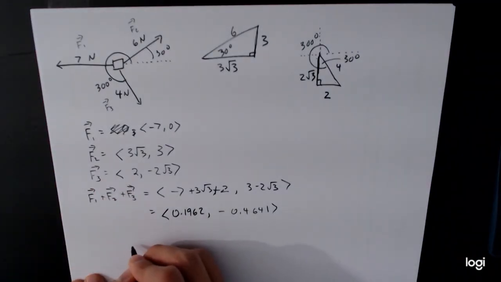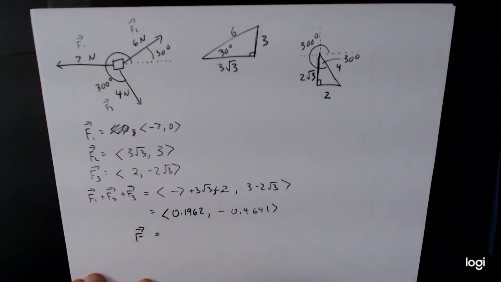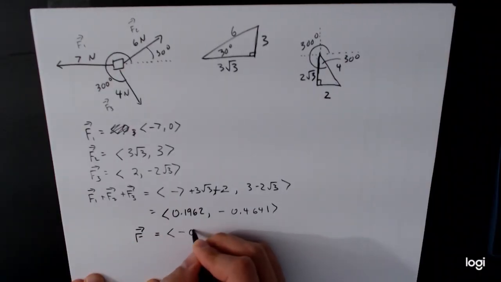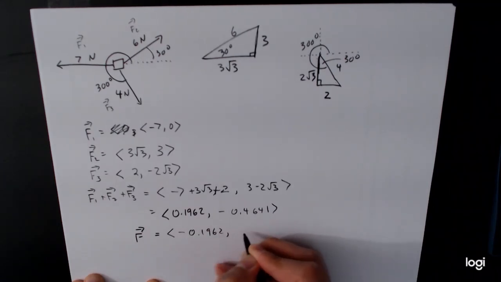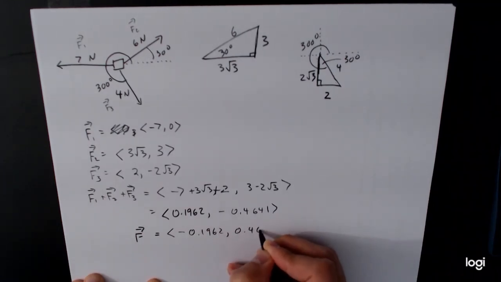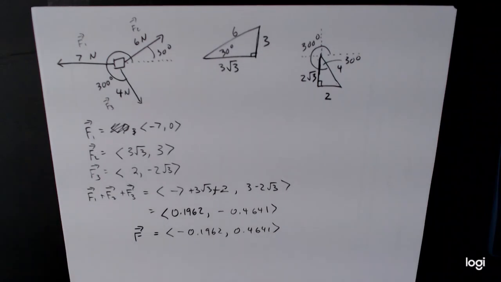So the force that we're going to add, let's just call this thing F, is going to be negative 0.1962 comma positive 0.4641. And so this is the force that we need to add in order to neutralize these three other forces.